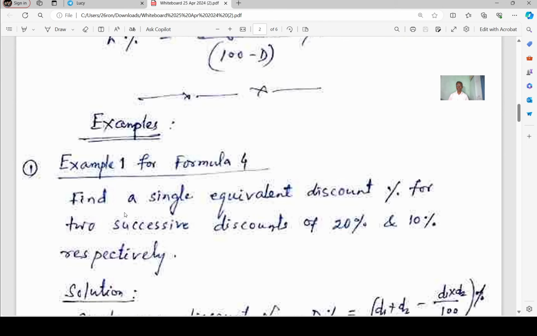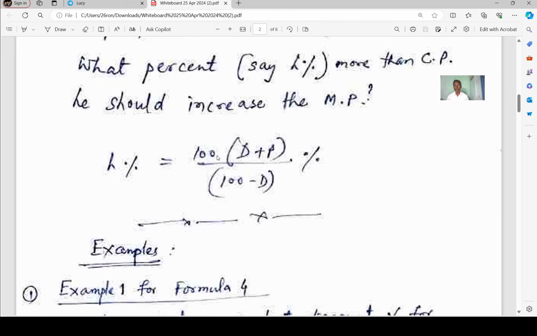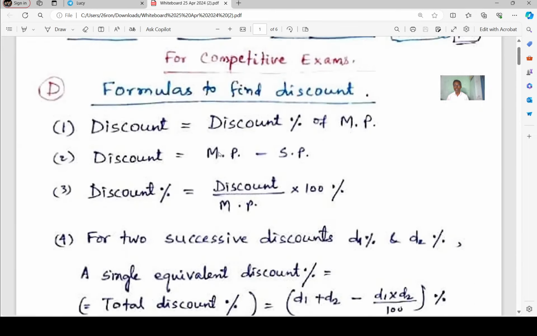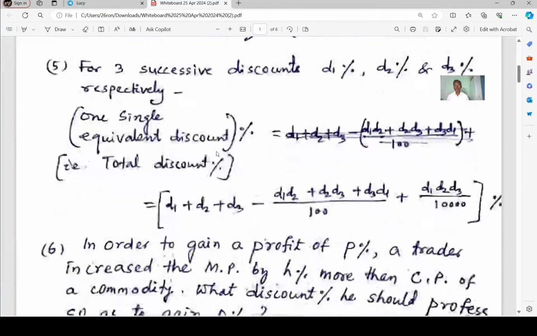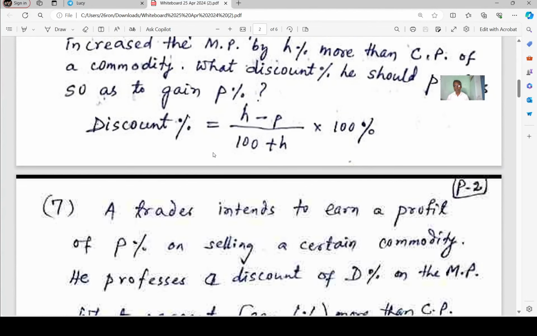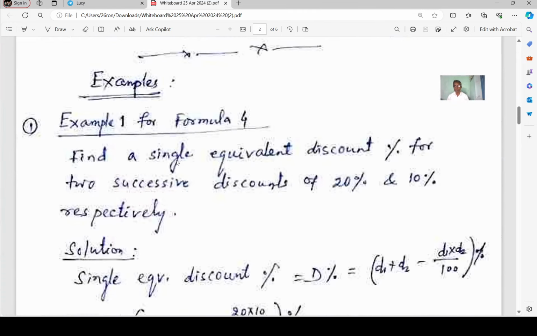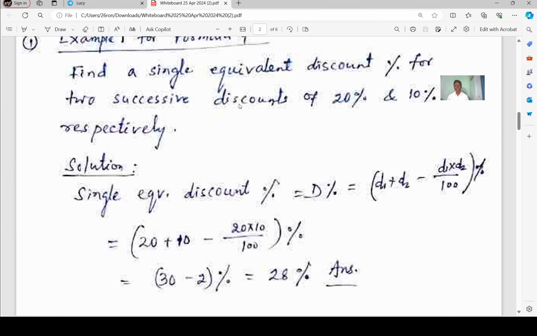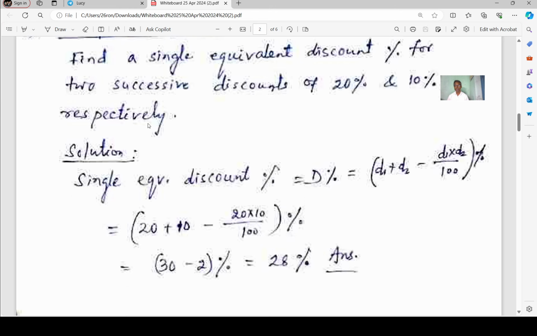Now I will discuss some examples. Example 1 for formula 4. Formulas 1, 2 and 3 are very simple, so I need not give examples. Find a single equivalent discount percent for two successive discounts of 20% and 10% respectively.